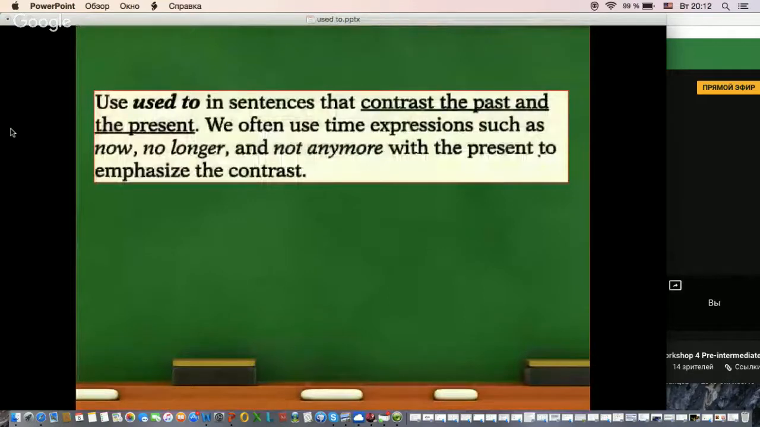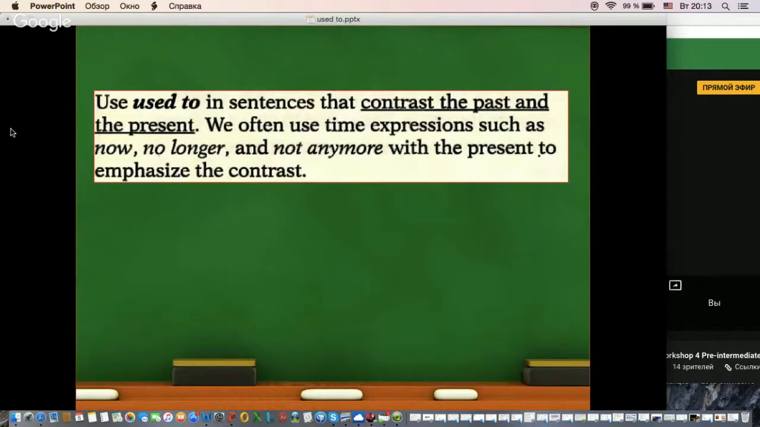Another case of the used to plus base form usage. So we also use the used to in sentences that contrast the past and the present. То есть также мы используем конструкцию used to плюс глагол в инфинитиве без частички to, чтобы противопоставить прошлое настоящему. То есть мы сопоставляем то, что когда-то ранее было, но сейчас этого нет.